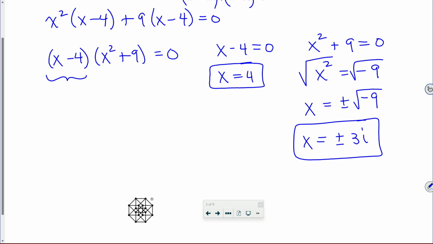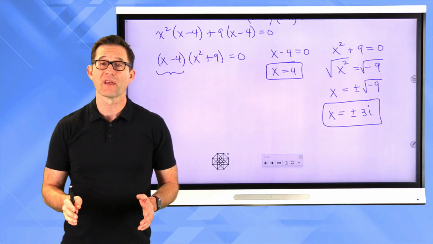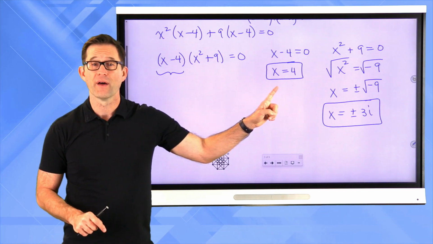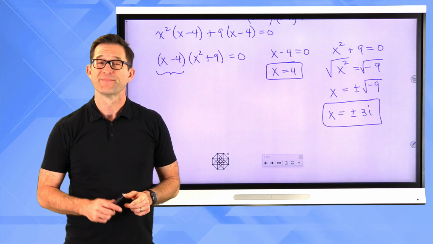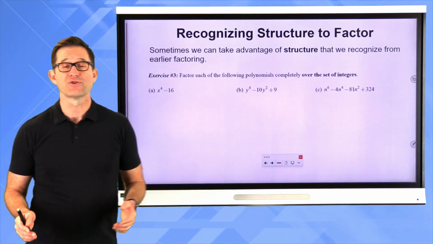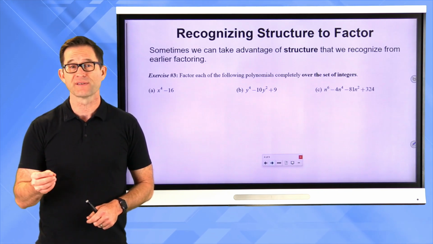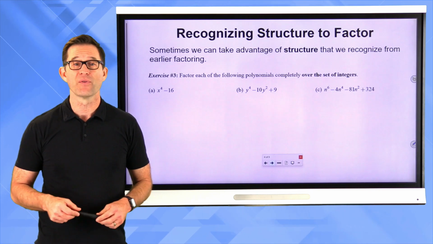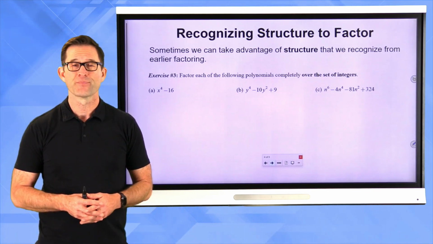So there are, in fact, 3 zeros to that equation, 3 solutions to that equation. Only one of them is a real number. The other 2 are imaginary. Okay, let's keep going. See, prior to our work with imaginary numbers, we would have had to say that the only solution to that equation was x equals 4. But now we can say both x equals 4 and x equals plus or minus 3i.